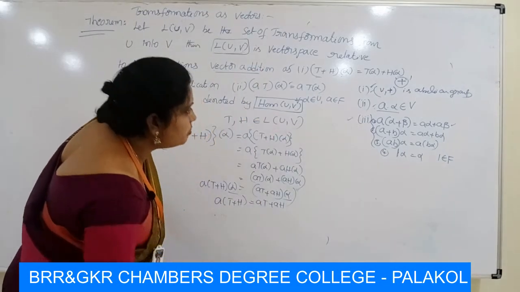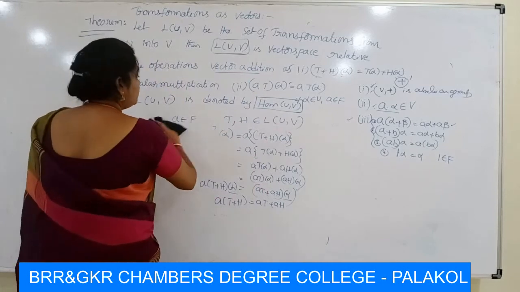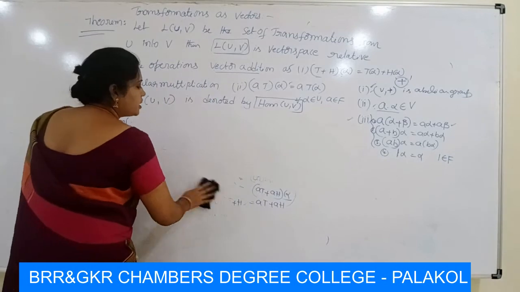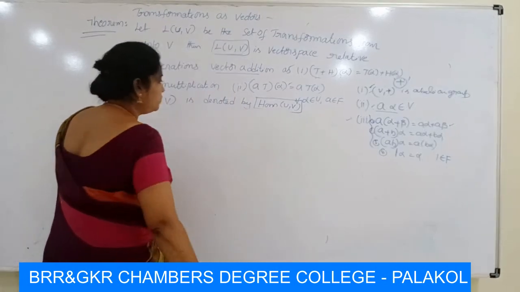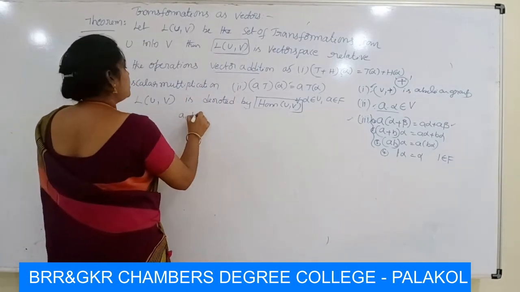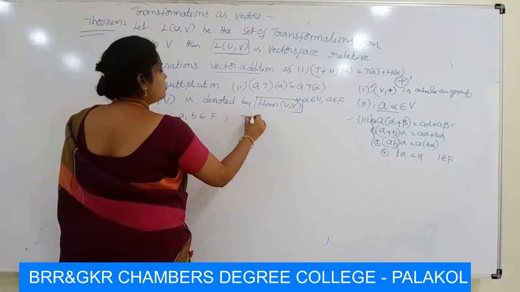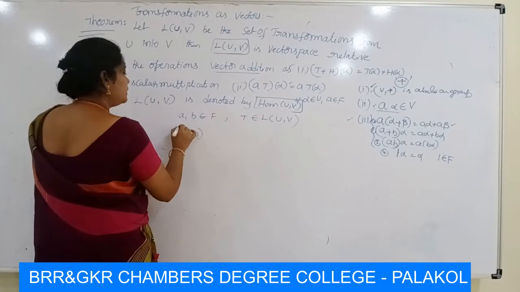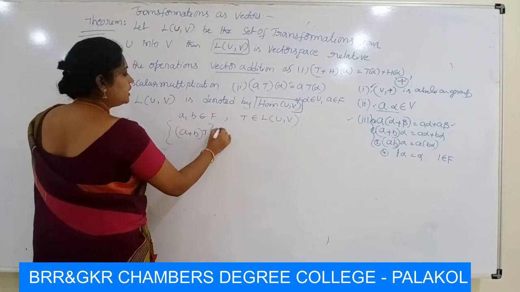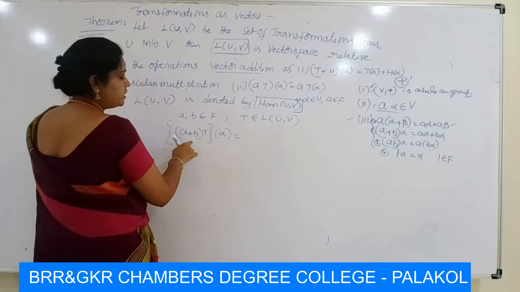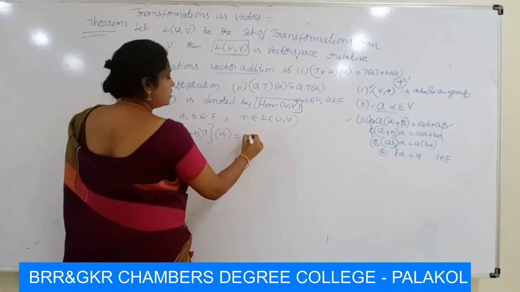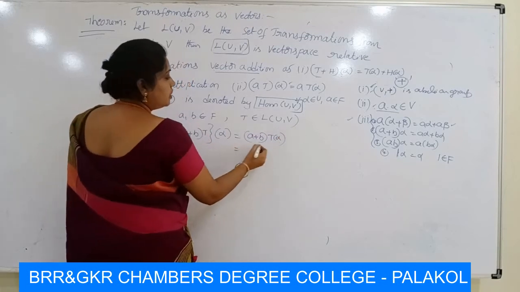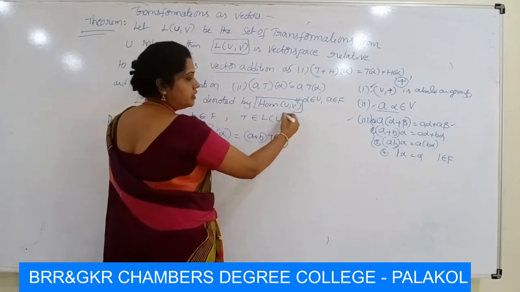The second property is A plus B into alpha. Here we take 2 scalars A comma B belongs to F, and T belongs to L of UV. Then A plus B into T of an arbitrary element alpha. So A plus B into T of alpha, where T of alpha is a vector in V, and V is a vector space.